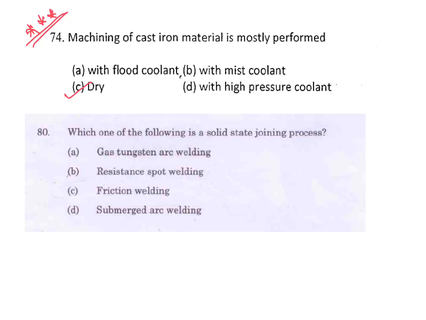Next question. Which one of the following is a solid state joining process? Solid state joining process is friction welding. Already in my previous video, I gave the examples of solid state welding. You can refer to them.